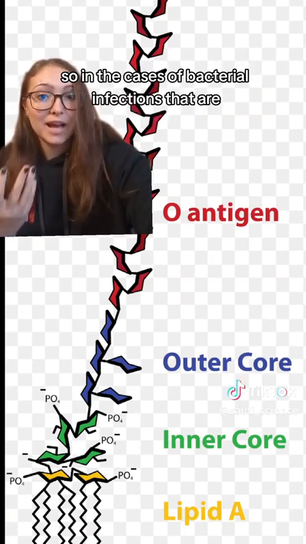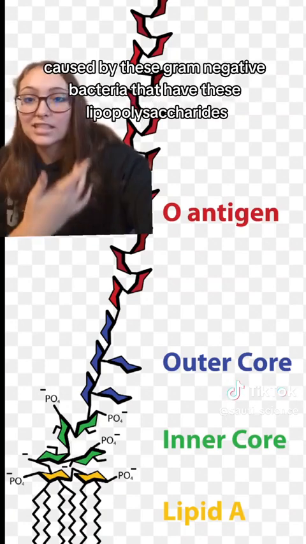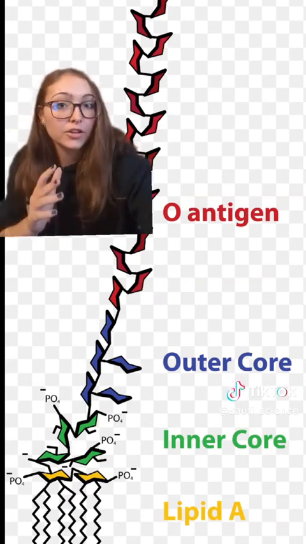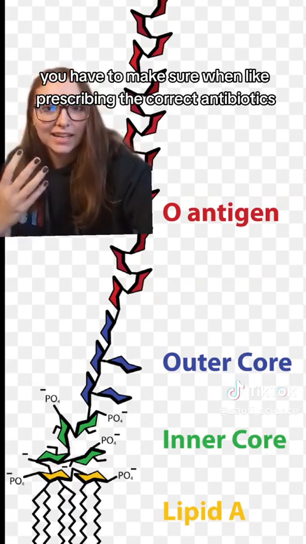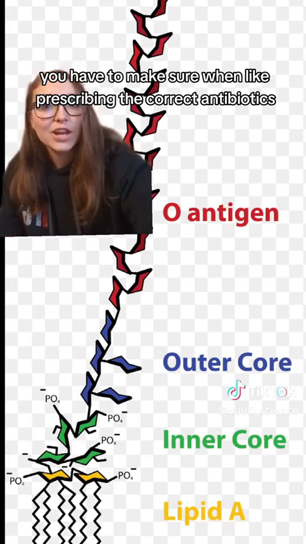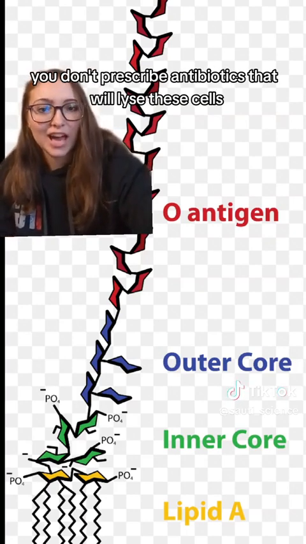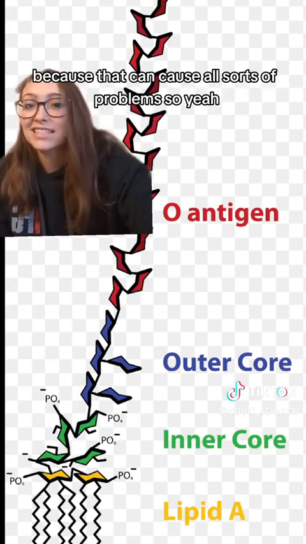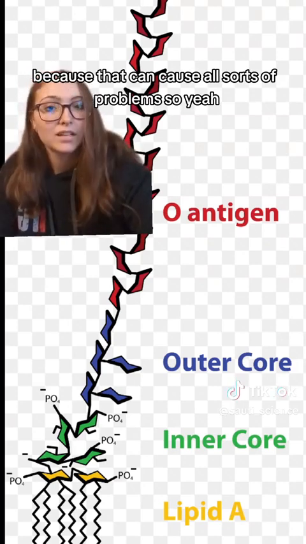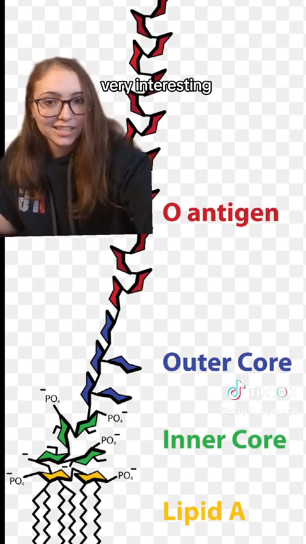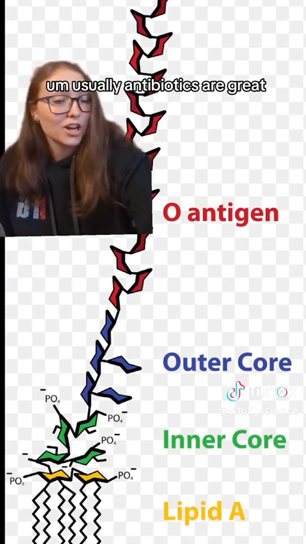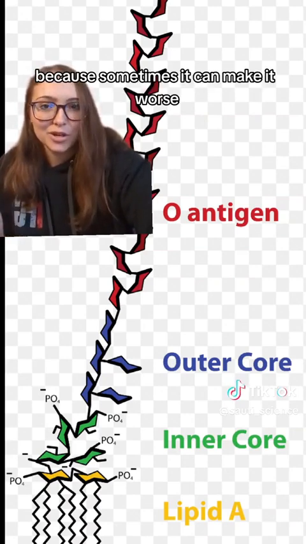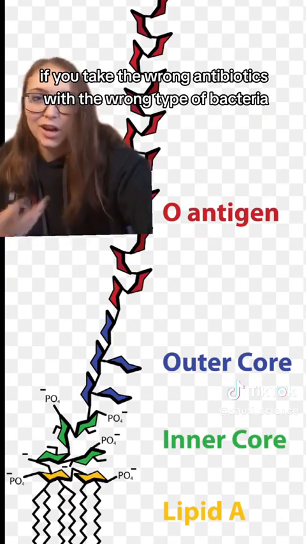So in the cases of bacterial infections that are caused by these gram-negative bacteria that have these lipopolysaccharides, you have to make sure when prescribing antibiotics that you don't prescribe antibiotics that will lyse these cells and cause the release of the lipid A's, because that can cause all sorts of problems. So yeah, I just find this very interesting. Usually antibiotics are great, they'll clear infection right up, but watch out, because sometimes it can make it worse if you take the wrong antibiotics with the wrong type of bacteria.